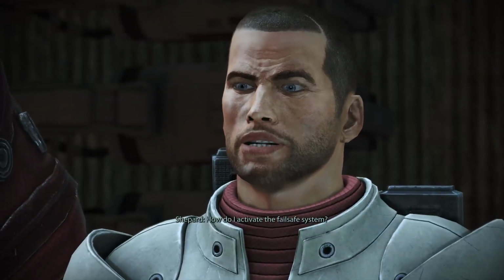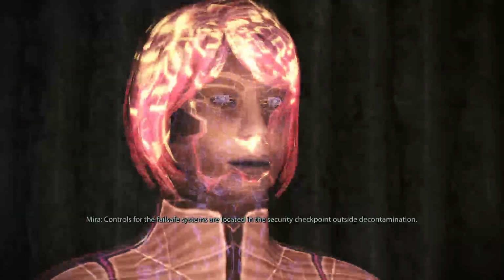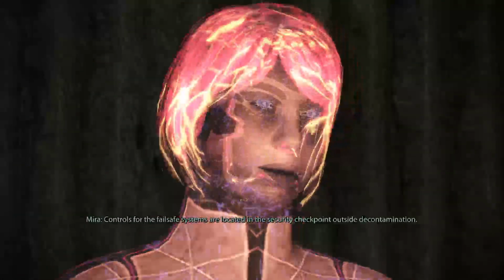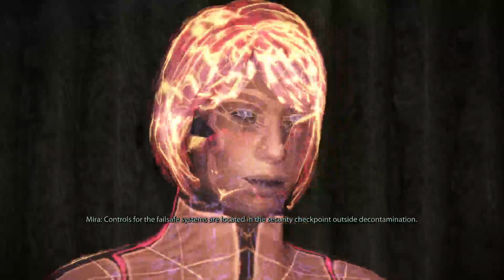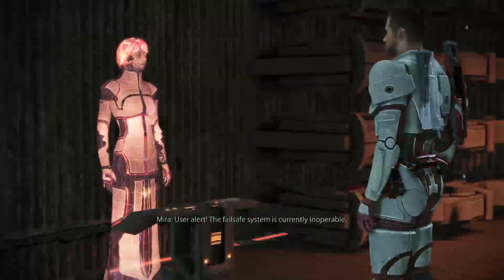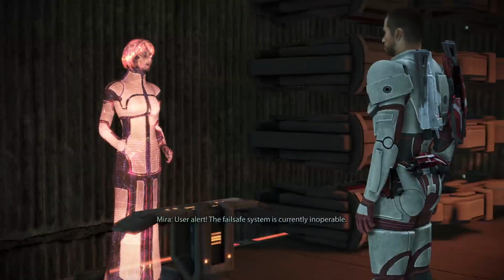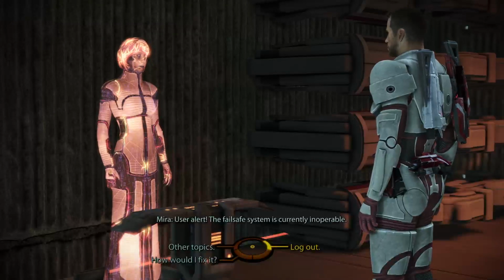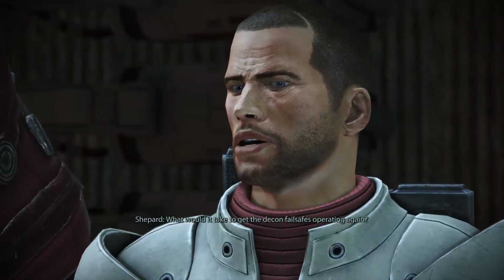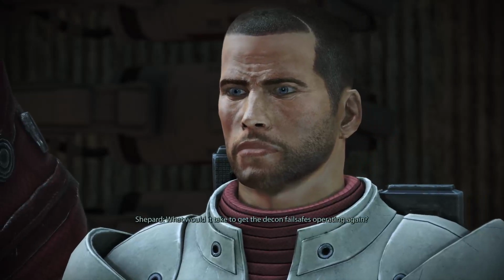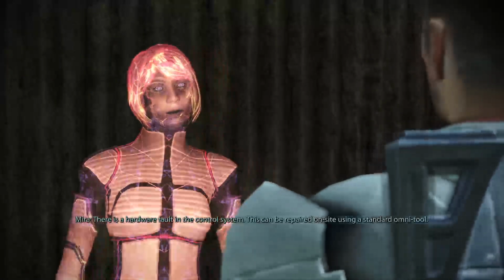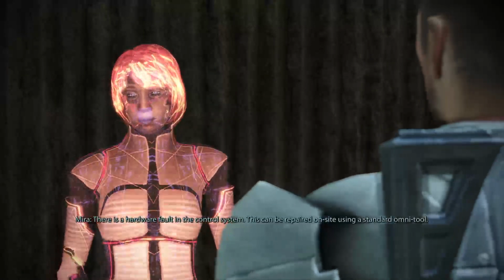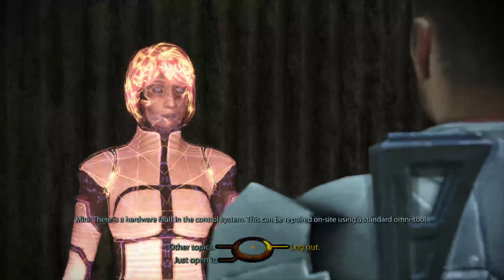How do I activate the fail-safe system? Controls for the fail-safe systems are located in the security checkpoint outside decontamination. User alert. The fail-safe system is currently inoperable. What would it take to get the decon fail-safes operating again? There is a hardware fault in the control system. This can be repaired on-site using a standard Omni tool.